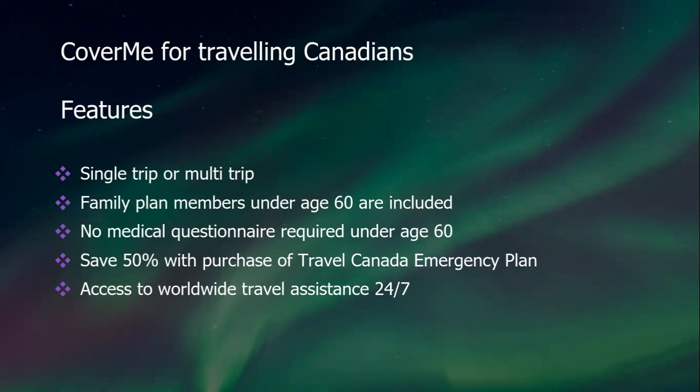Family members under the age of 60 can be included in a family plan that has 3 generations of family members in it, as long as they're under the age of 60. And for other plans, there's no medical questionnaire required unless over the age of 60. If the travel is wholly within Canada, there's a 50% savings on the plan if you also add the Travel Canada Emergency Plan onto your purchase. And all Manulife plans include 24/7 access to worldwide travel assistance.